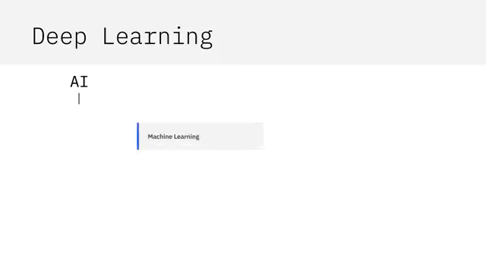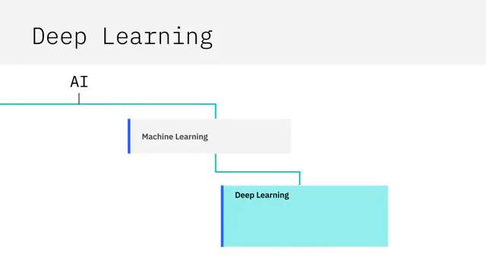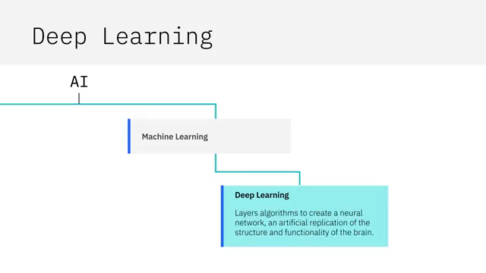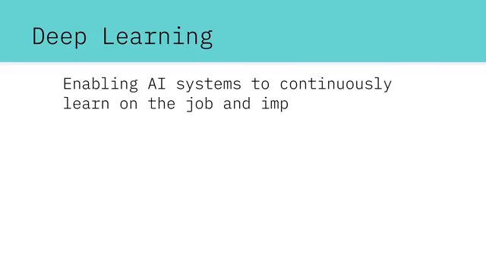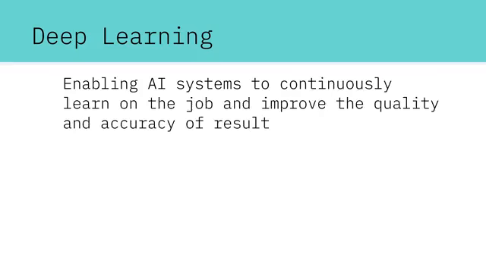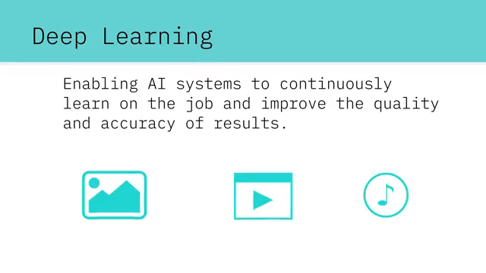While machine learning is a subset of artificial intelligence, deep learning is a specialized subset of machine learning. Deep learning layers algorithms to create a neural network, an artificial replication of the structure and functionality of the brain, enabling AI systems to continuously learn on the job and improve the quality and accuracy of results. This is what enables these systems to learn from unstructured data, such as photos, videos, and audio files.